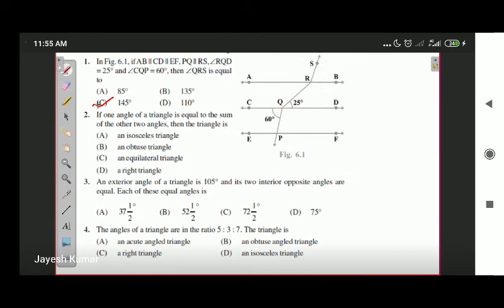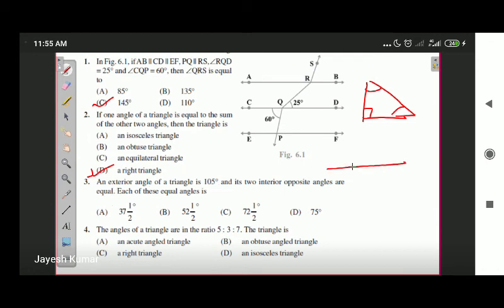In question number 2, one of the angles of the triangle is equal to the sum of the other two angles. Then the triangle is... There is only one such triangle in which one angle is equal to the sum of the other two angles of the triangle. That is a right angle triangle. Okay. Question number 3. An exterior angle of a triangle is 105 degrees.